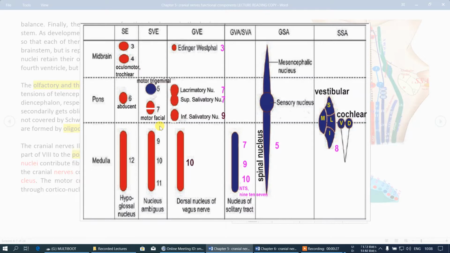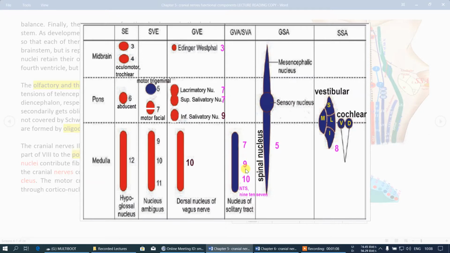So in this case, where is it located? 9, 10, 11, that is nucleus ambiguus in the lower part of the medulla. So here we have a component of the 9th nerve, then here GVE, inferior salivatory nucleus, then in this triplet, nucleus of tractus solitarius, that is 9, 10 and 7. So our 9th nerve is spread across nucleus ambiguus, inferior salivatory nucleus and nucleus tractus solitarius.